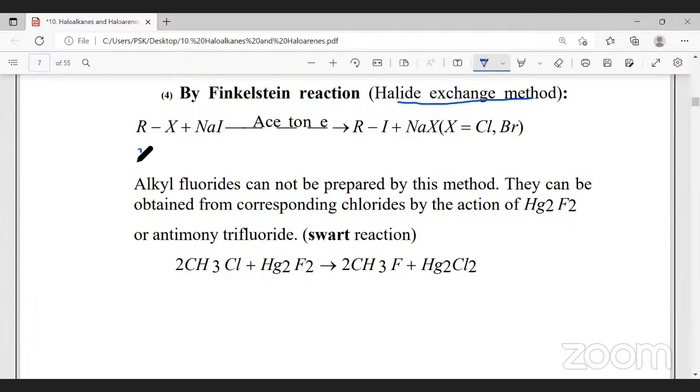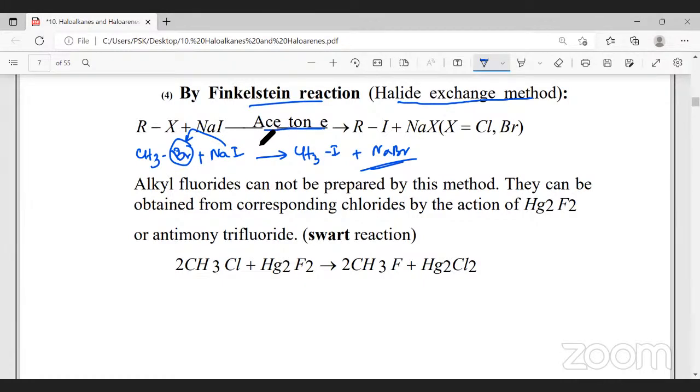Now, for an example, if you take an alkyl halide like CH3Br, and this is allowed to react with sodium iodide, this Br will be replaced by iodine. Therefore, what we get is CH3I and NaBr. So replacing a halogen with iodide will be called the Finkelstein reaction. And this happens in the presence of acetone as a solvent.